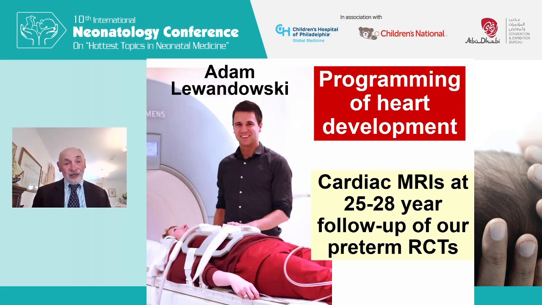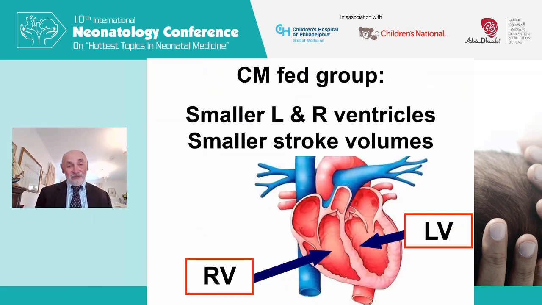This was investigated by my colleague, Adam Lewandowski, who did cardiac MRIs at 25 to 28 year follow-up of our preterm randomized trials, and found that the exclusively cow's milk fed group in the neonatal period had in adult life much smaller left and right ventricles, 18% reduction in the size of the right ventricles, and smaller stroke volumes, which of course have functional significance for cardiac performance.